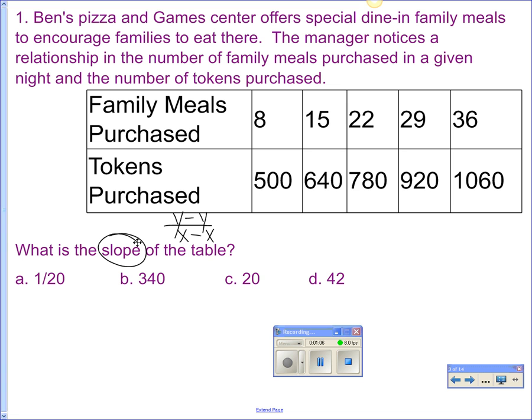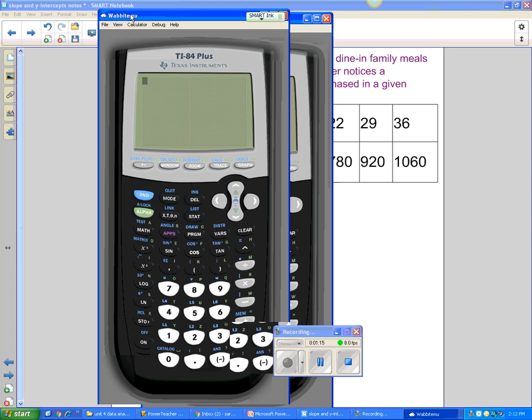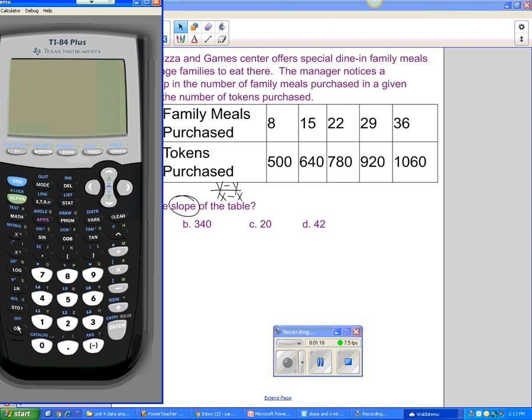So I should see calculators out. All right, so I'm going to hit stat and edit. And I'm putting in 8, 15, 22, 29, 36, 500, 640, 780, 920.